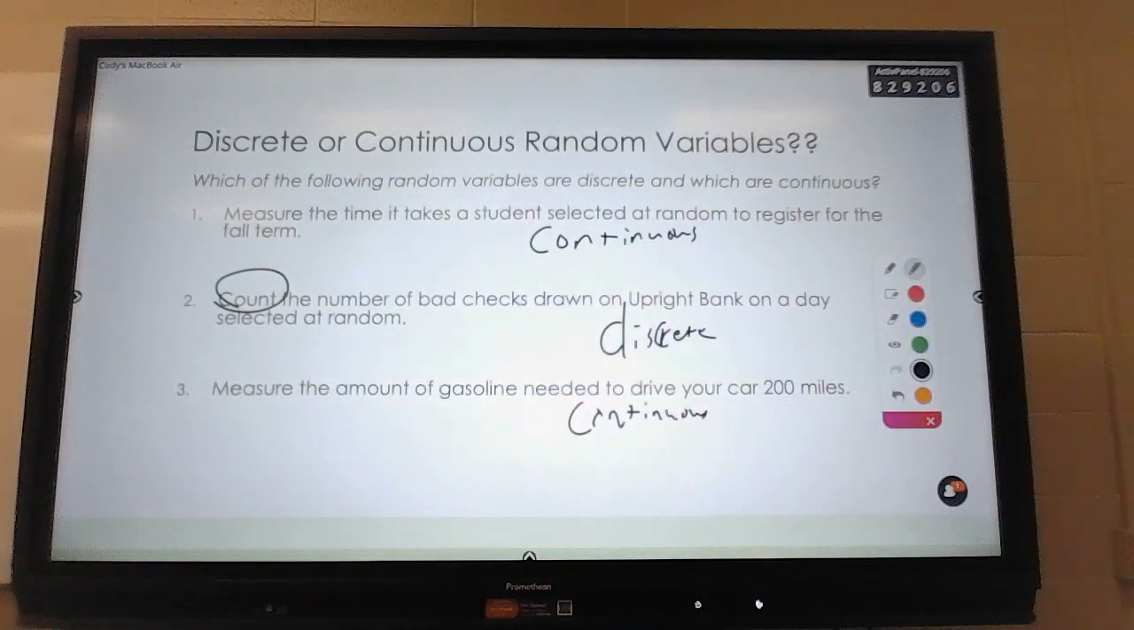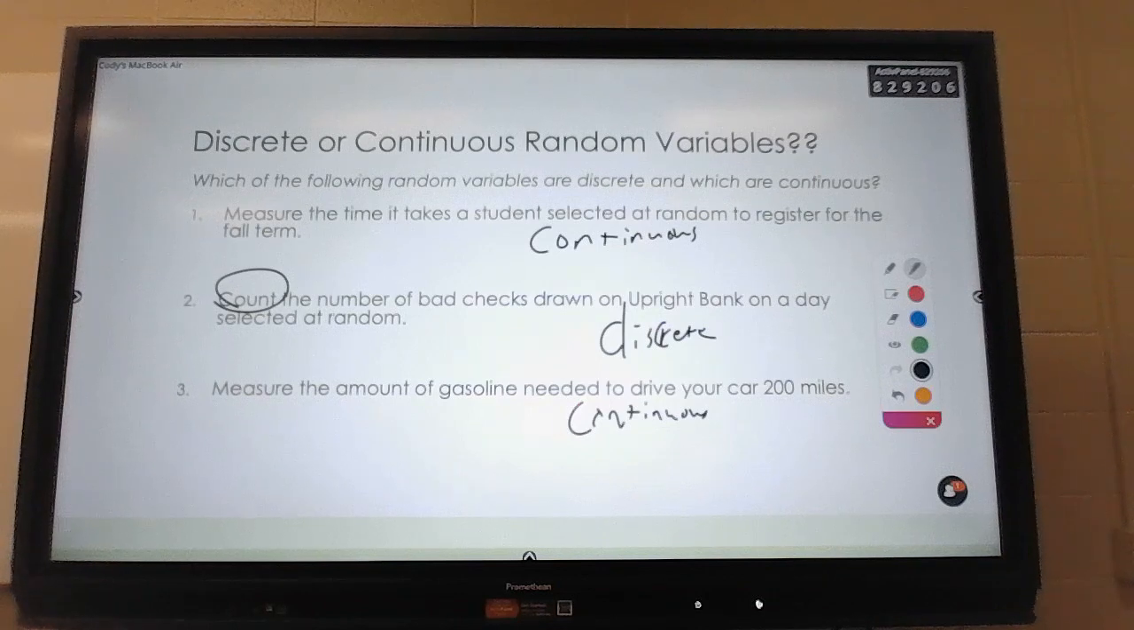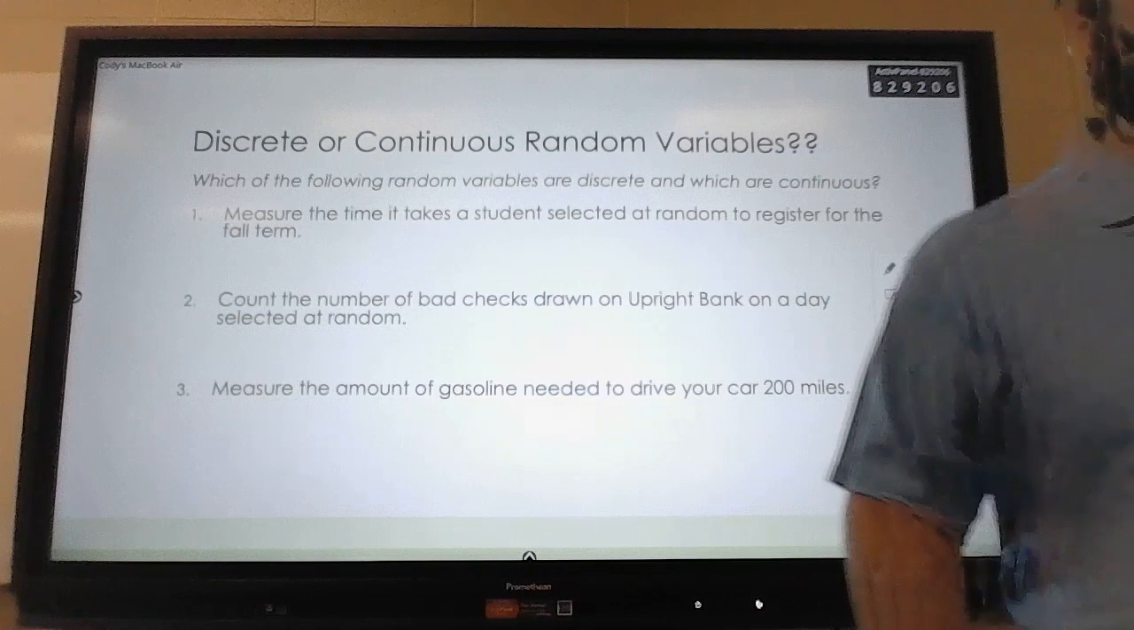If it can take on pretty much any value, whole number or otherwise, it is a continuous variable. If it can only be the result of counting, or if it can only be expressed as a whole number, then we can say that it is a discrete variable.